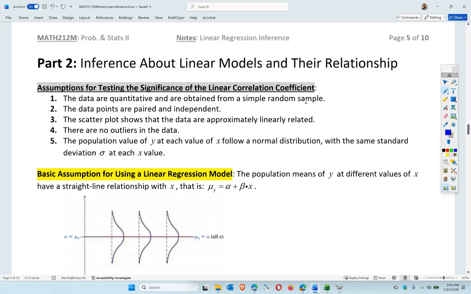So first off, for significance, the data is obviously going to be quantitative and random when it's taken, right? They're paired, obviously independent. The scatter plot shows an approximate linear trend. There are no outliers, so you take those out, which we talked about in the previous section, part 1. Okay, and the data is normally distributed, the x and the y.